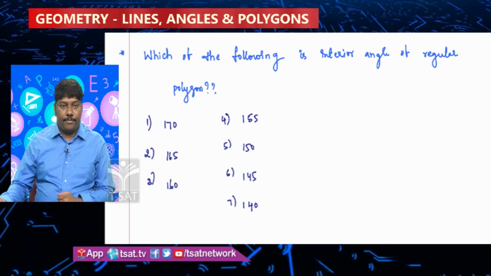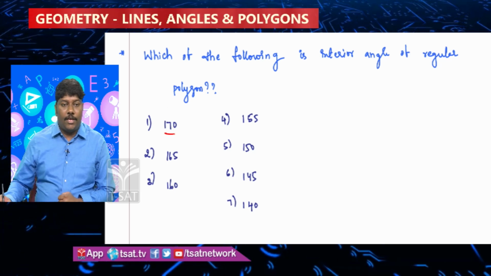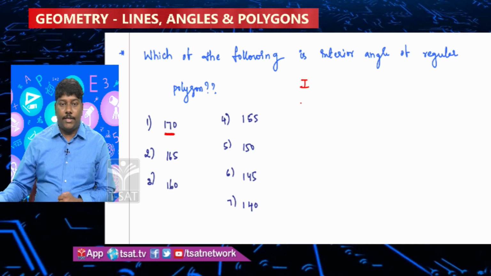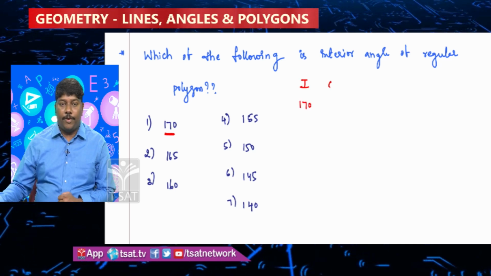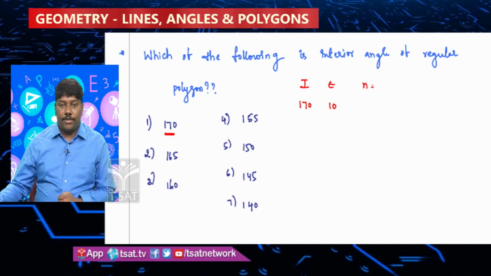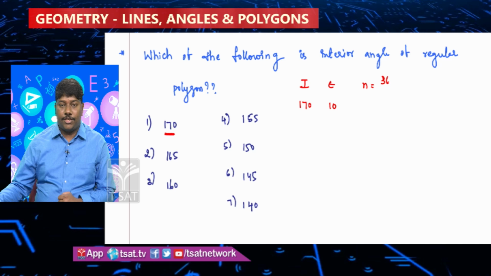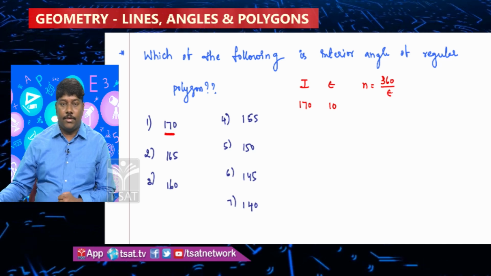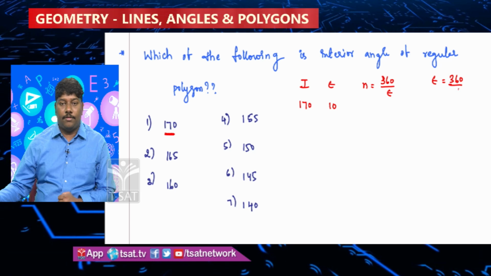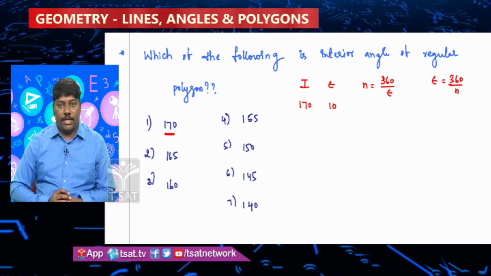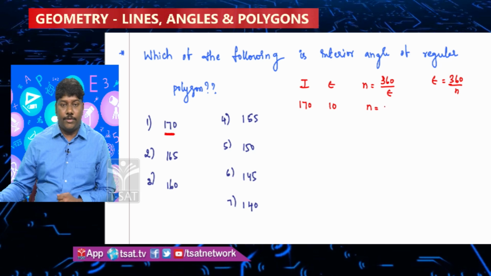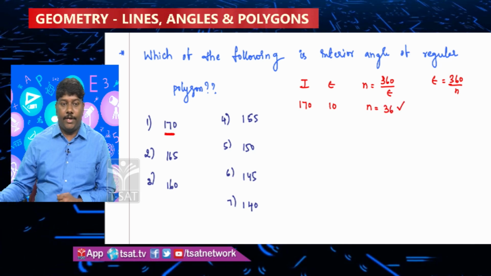First of all, we need to check, is 170 an interior angle of a polygon or not? If the interior angle is 170, then the exterior angle must be what? 10. Number of sides is equal to 360 divided by the exterior angle, and vice versa. If you want the exterior angle, it is 360 divided by n, and if you want the number of sides, it is 360 by the exterior angle. So the number of sides, is it an integer or not? You have to check. Yes, it is 36, therefore it is accepted.